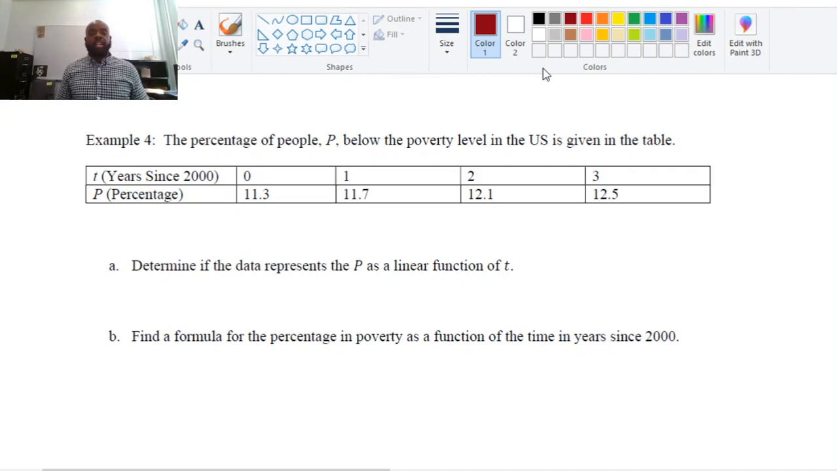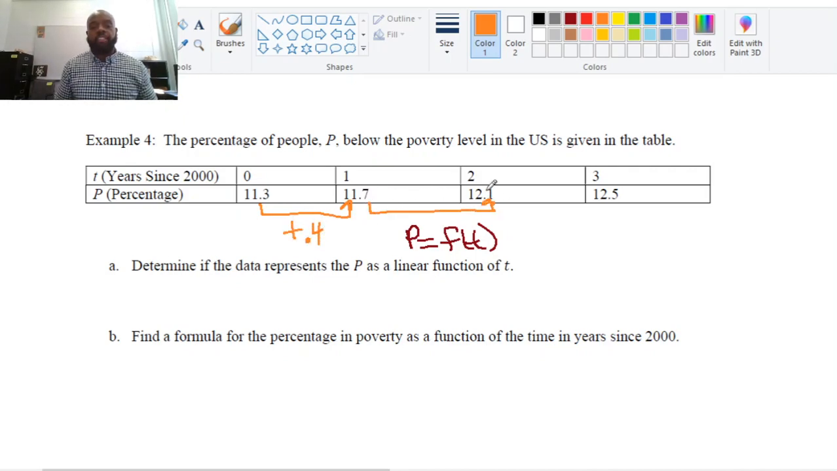Part A, determine if the data represents P as a linear function of T, right? So can I write this as P equals f of T? Is it linear? Well, notice our x values are going up by 1 unit, so that's a constant. If it is linear, then my y's also have to go up by a constant. Well, 11.3 to 11.7 is plus 0.4. 11.7 to 12.1 is plus 0.4. That's plus 0.4. So based off of this information, I'm going to say, yes, it is linear.